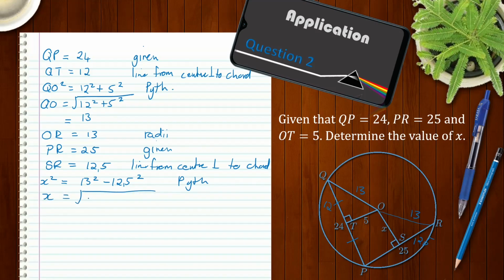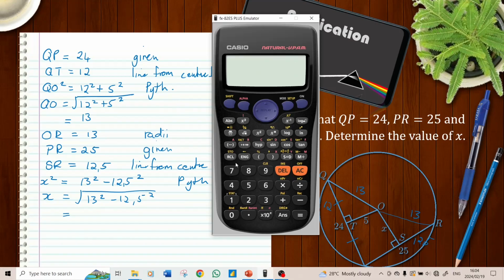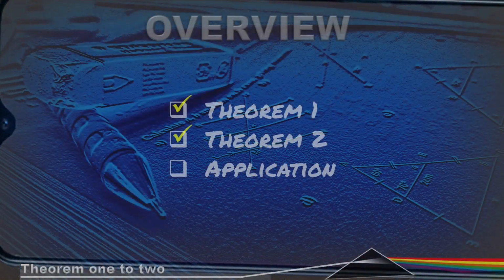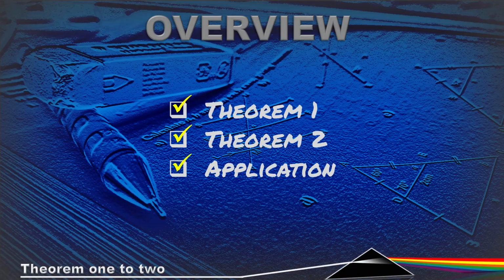So square root of 13 squared minus 12,5 squared. Definitely going to do this with a calculator. So 13 squared minus 12.5 squared. And to 2 decimal places, we've got 3,57. Alright, and that is done. So basically we've done the final section and then we're done with this lesson.